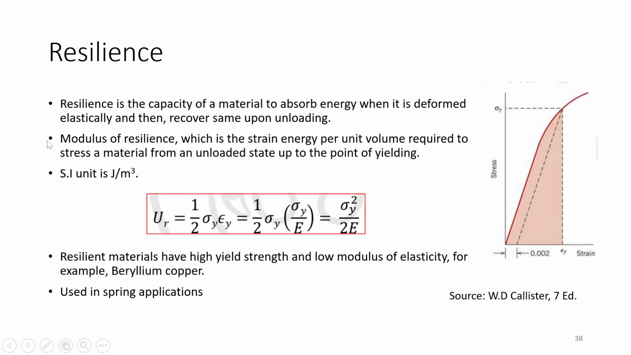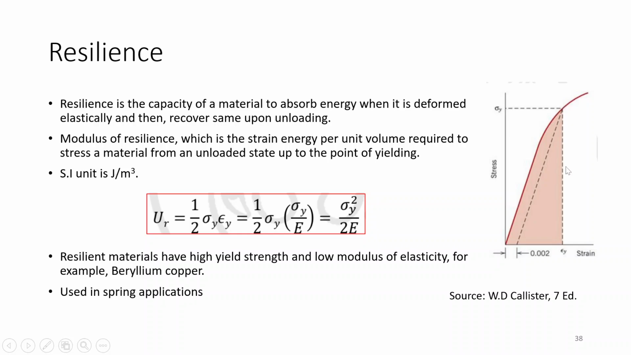So then we have modulus of resilience, which is the strain energy per unit volume required to stress a material from an unloaded state up to a point of yielding. The SI unit for this will be joule per meter cube. This is denoted with the help of capital U_R, which equals half times yield stress times yield strain.